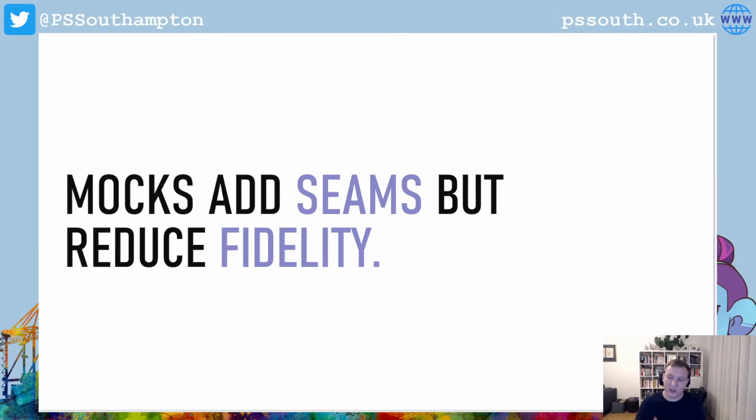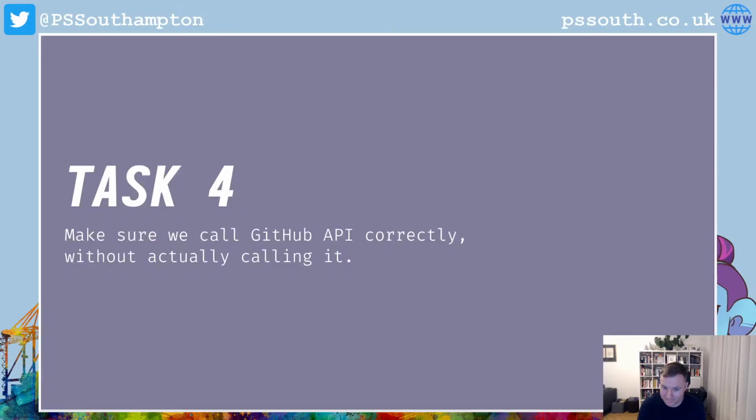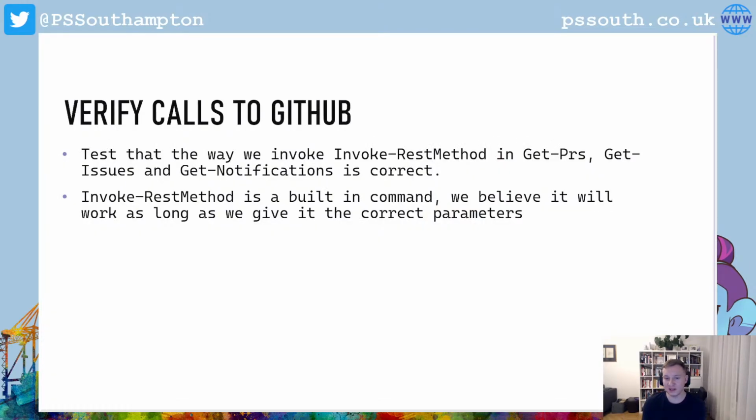We are no longer sure that what we are doing will work for the real system. The next step is to actually ensure that we are calling the GitHub API correctly, because we believe that if we invoke REST method with the correct parameters, it will work and it will get us the PRs. Same for get issues and get notifications. We know that Invoke-RestMethod is a built-in command, and we believe that it's tested enough that it will work as long as the system on the other side is on and accessible, and as long as we have a correct token. But we want to make sure that we are calling it correctly, passing the token and everything.